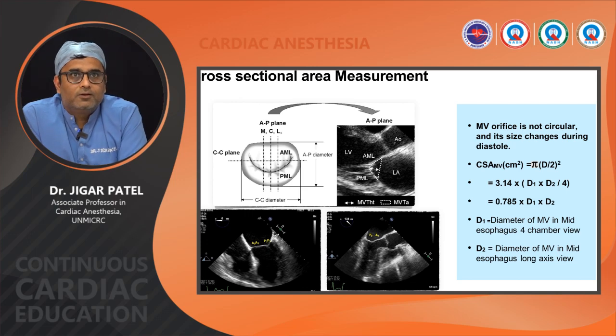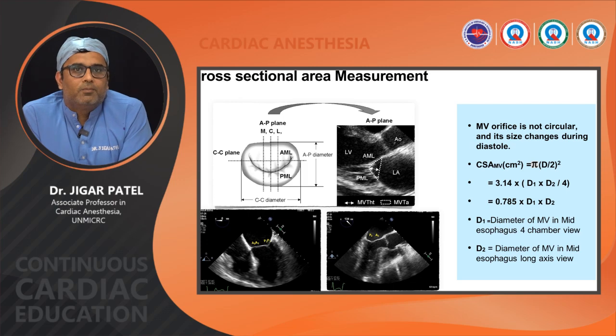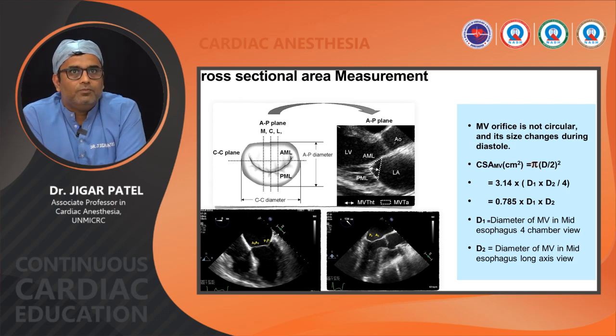Similarly, you can measure the cross-sectional area of the mitral valve, but the mitral valve orifice is not circular and its size changes during diastole. So you have to take two diameters, one the anteroposterior diameter and the other the circular diameter. So here you have to take pi times d1 times d2. Diameter 1 is the diameter of the mitral valve in the mid-esophagus four chamber view, and diameter 2 is the diameter of the mitral valve in the mid-esophagus long axis view.